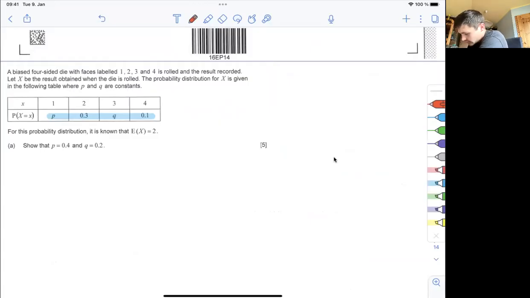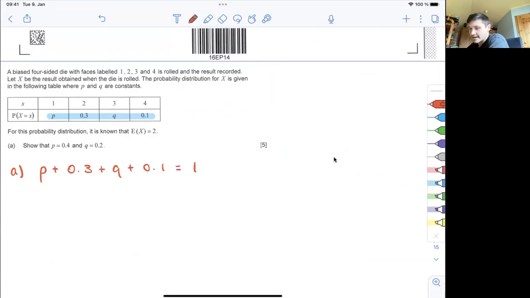So given that we know the sum of the probabilities of each event has to add up to 1, that can be our first equation, right? So we're going to write that in. We're going to say P plus 0.3 plus Q plus 0.1. This is going to have to equal 1.